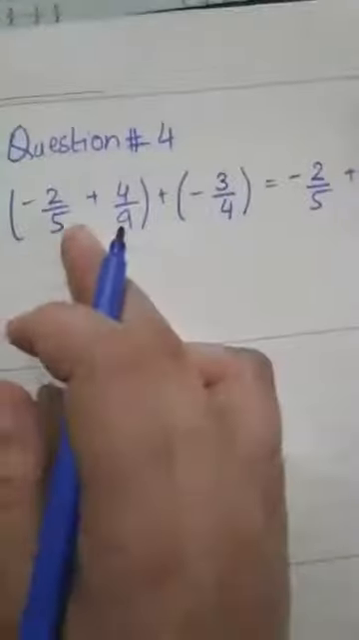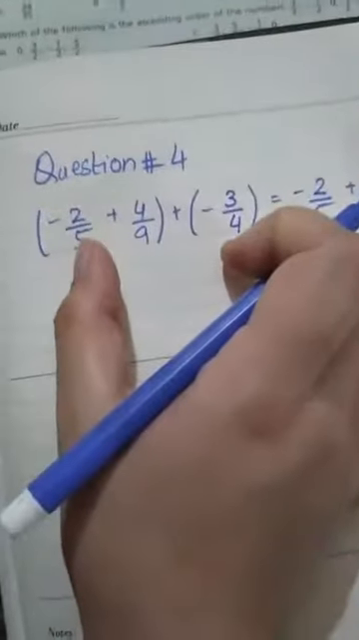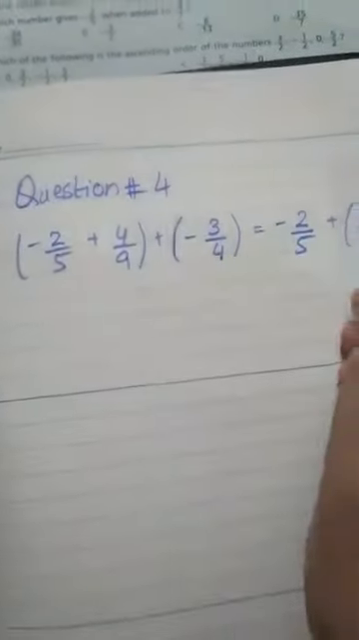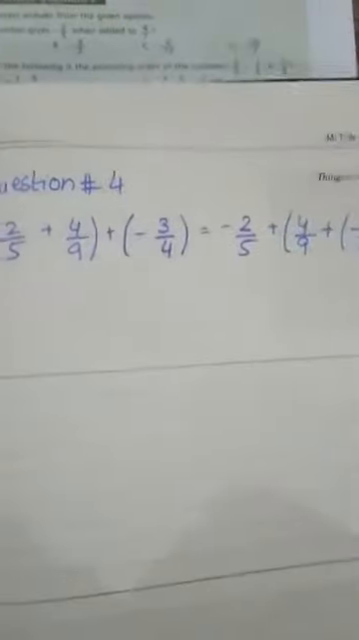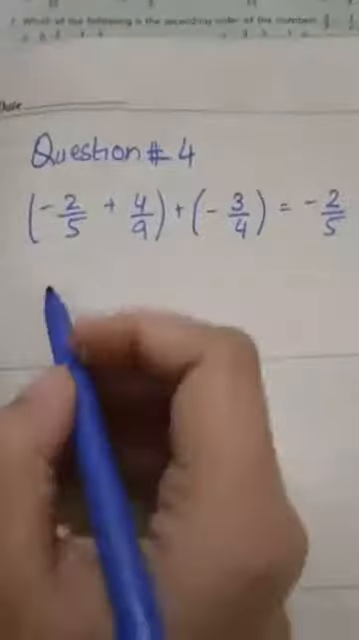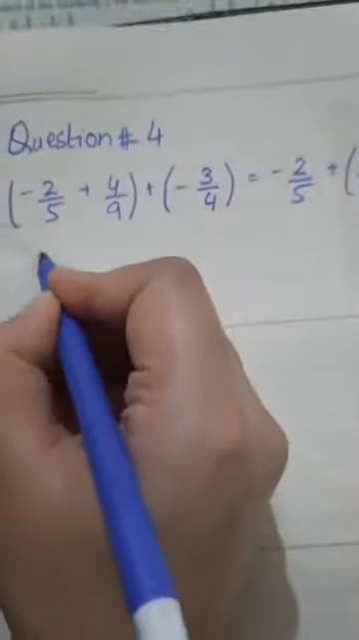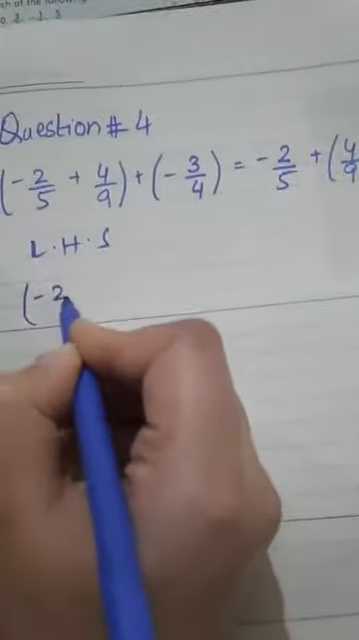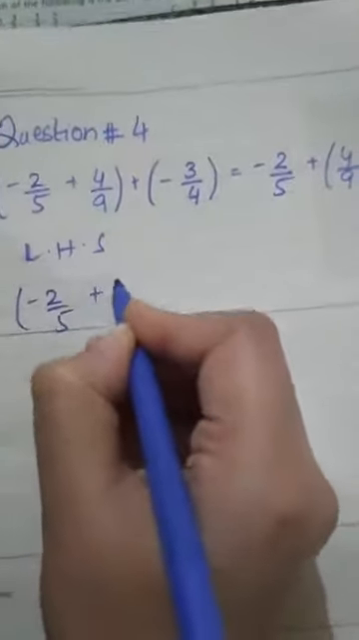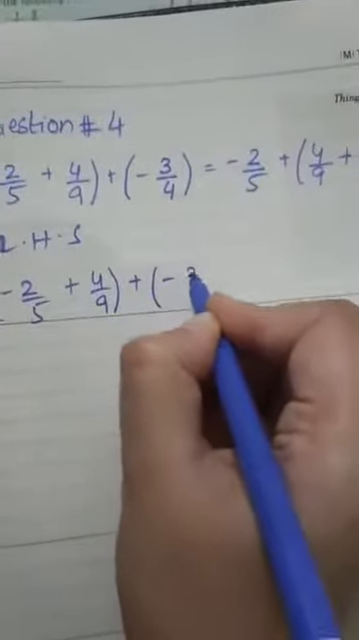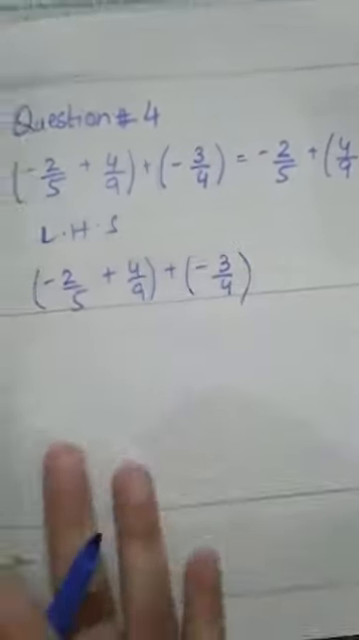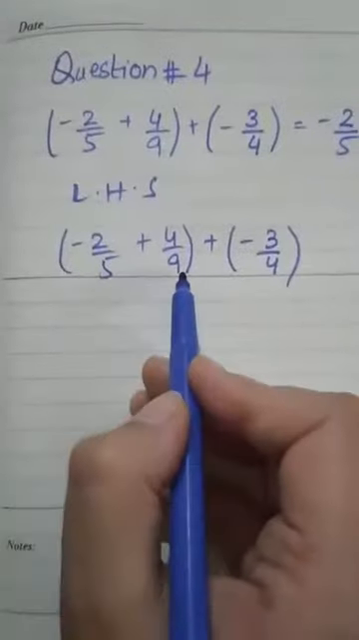Now I am taking left hand side first. Solve it by first I am going to solve left hand side, then I am going to solve right hand side. The answer of both side will be equal. Okay, taking left hand side, so the left hand side is minus 2 by 5 plus 4 by 9 plus minus 3 by 4. So first I am going to solve this bracket.